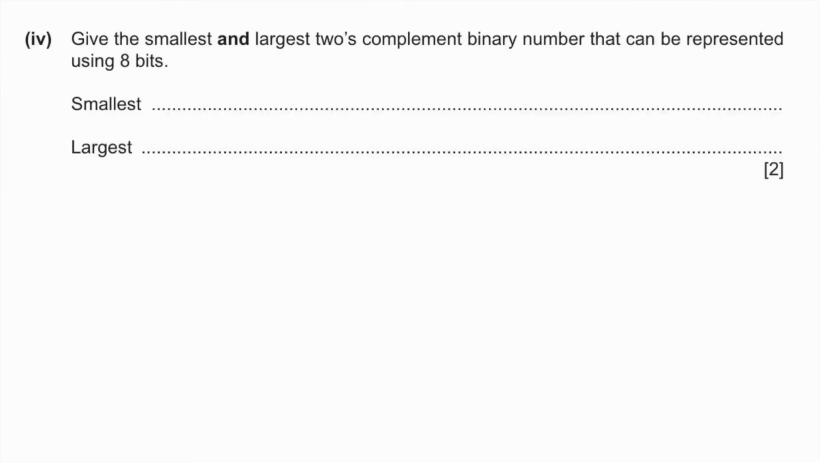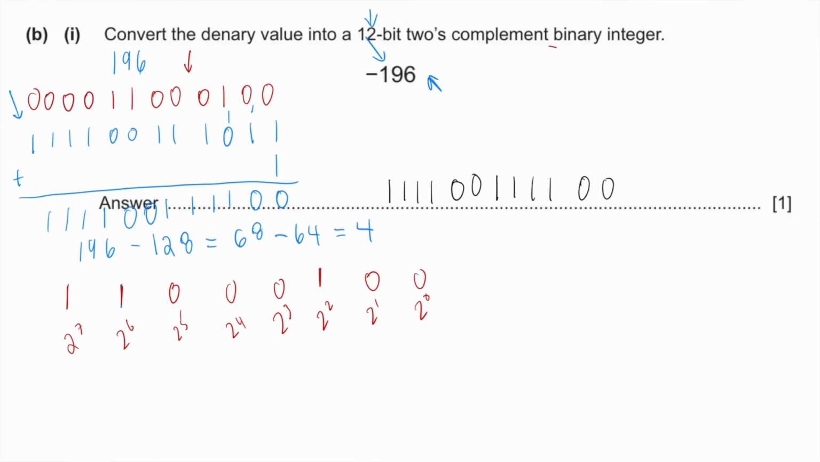Now our next question is actually quite interesting. It says, give the smallest and largest 2's complement binary number that can be represented using 8 bits. In order to answer this question, we need to get a better understanding of how 2's complement works. Let's look at our previous example in order to do that. We had negative 196, and this was the positive 196.